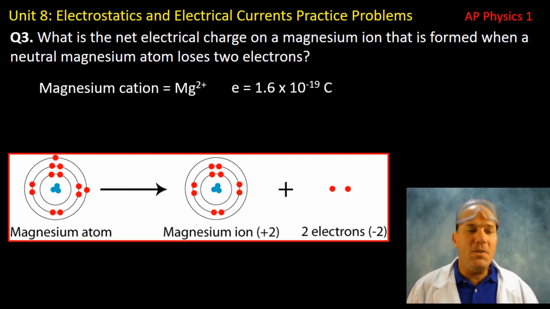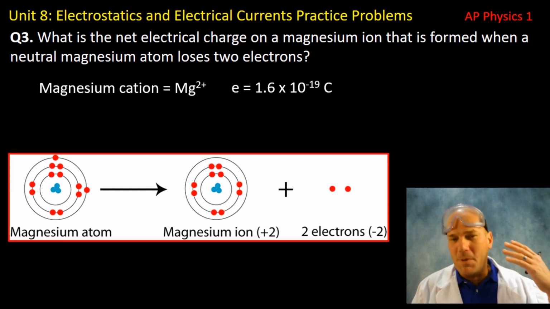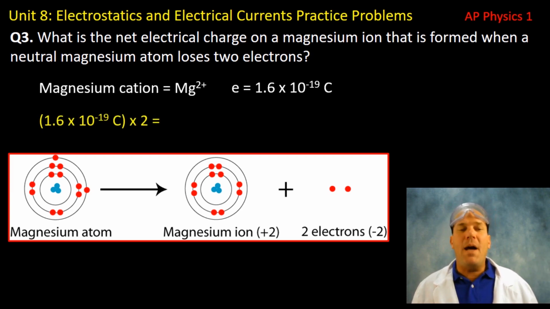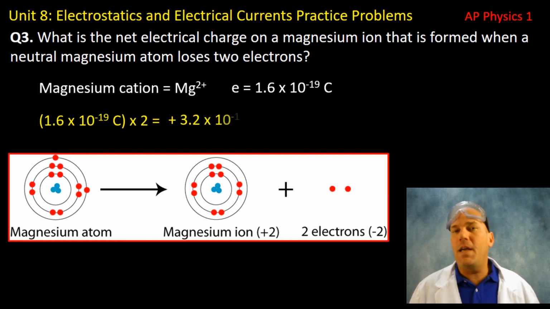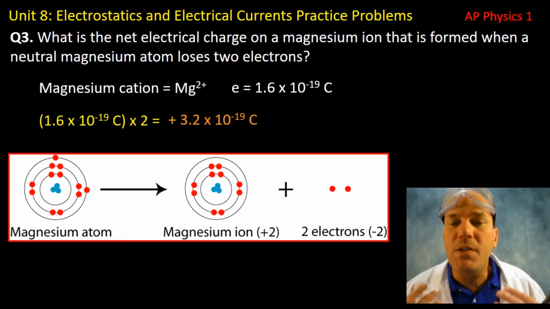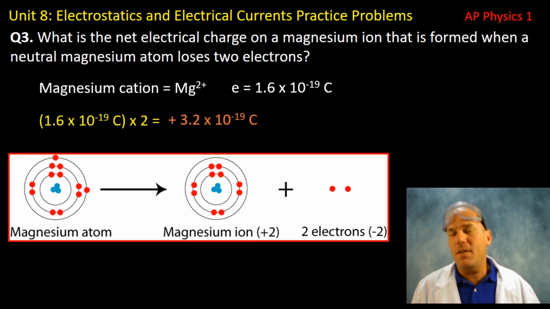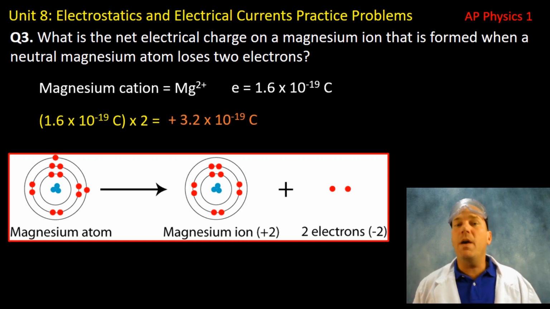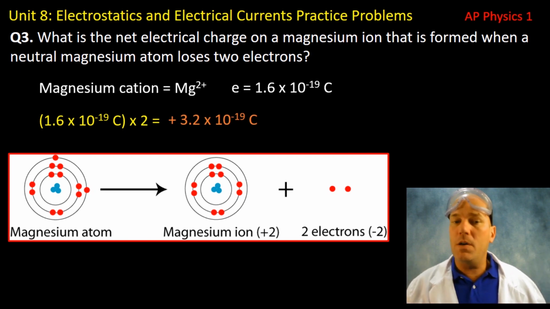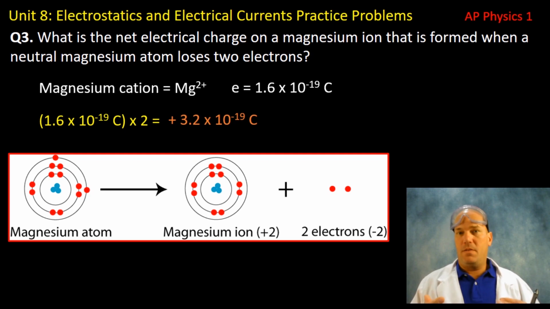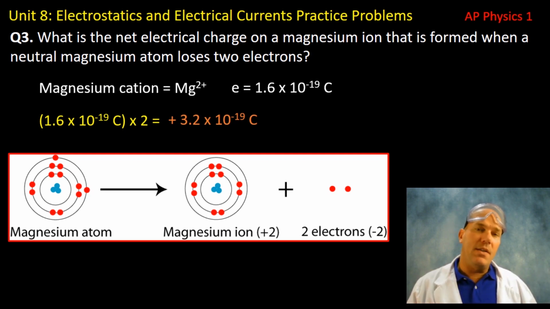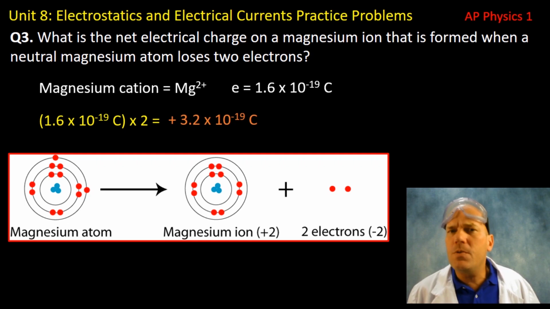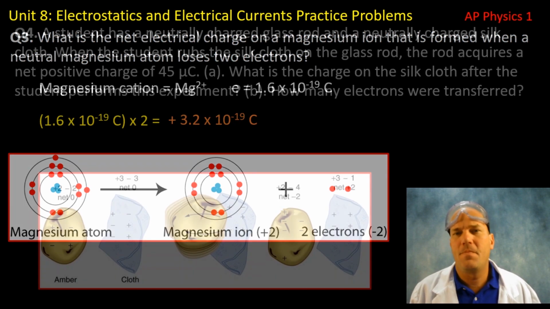So all you're going to do here is multiply the elementary charge by 2, and that'll give you an answer of positive 3.2 times 10 to the negative 19th coulombs. And that is because those electrons are given away or transferred, and that leaves an overall charge of positive 3.2 times 10 to the negative 19th because we started with a neutral magnesium atom.